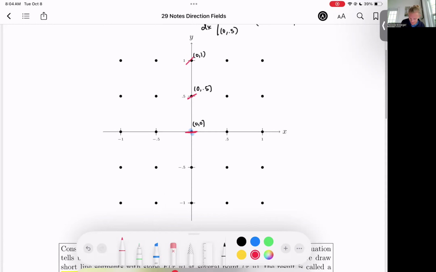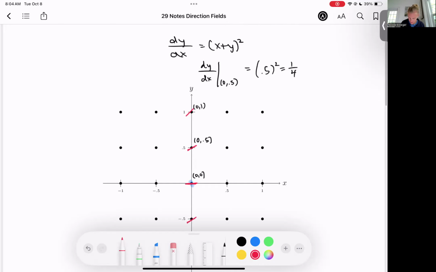So down here at negative 0.5, since I'm squaring things, this is still going to have a slope of 0.25. So that's still going to have the same slope as this one up here. So just another narrow, very shallow slope. At -1, I'm going to get slope 1 again. Okay. And then we're just going to keep going.